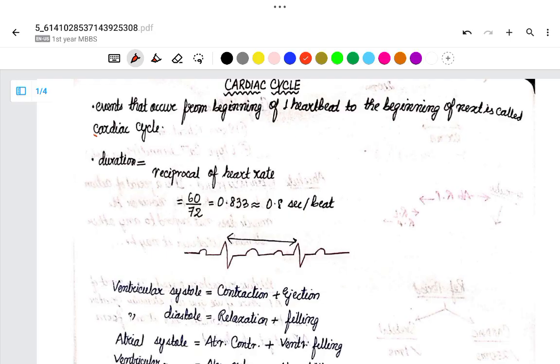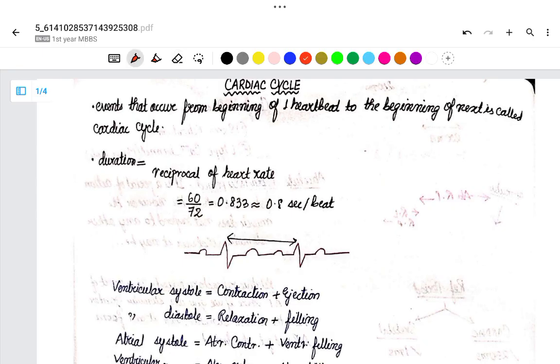during my Akash module, and this also goes hand in hand with MBBS books, like Sembulingam and all. So this is the complete physiological knowledge that you require for the cardiac cycle. Okay, so let's start with the cardiac cycle.